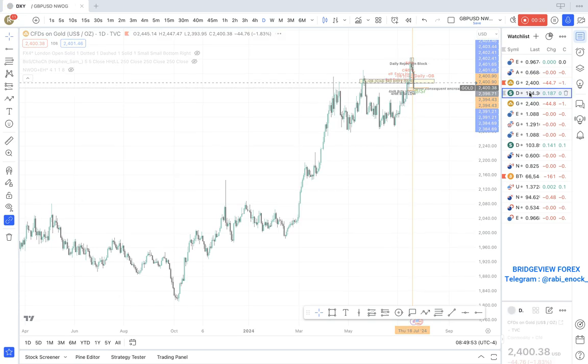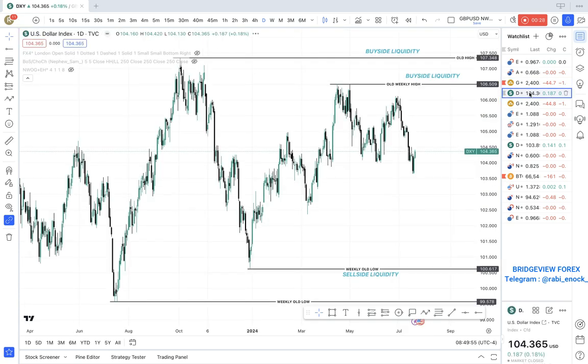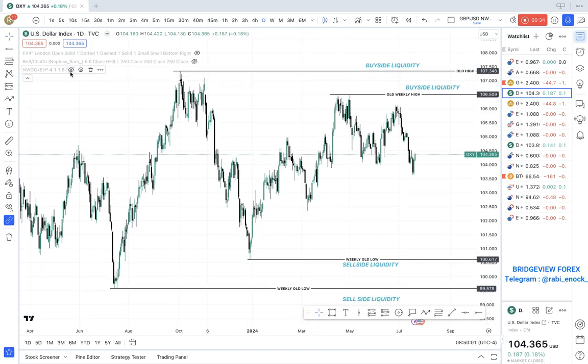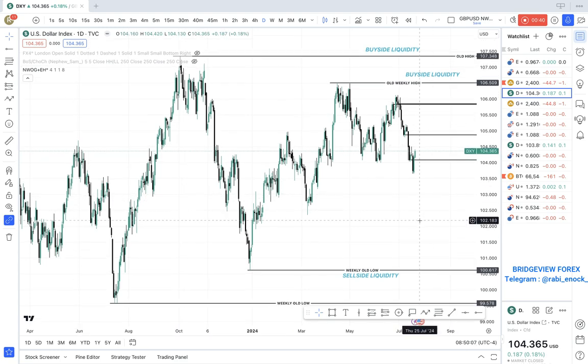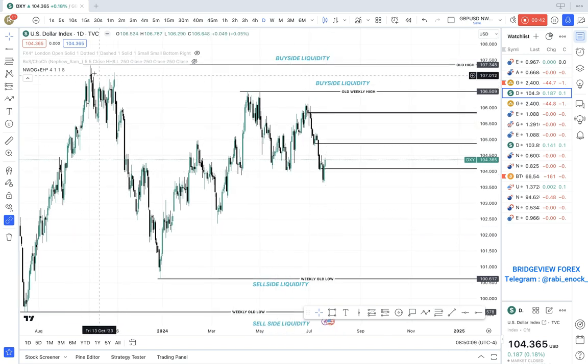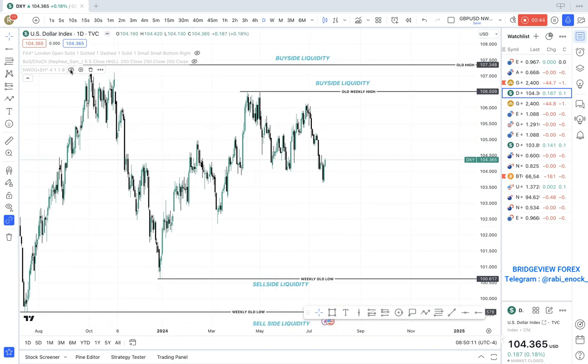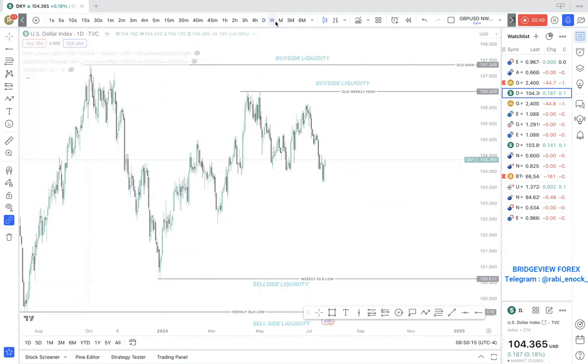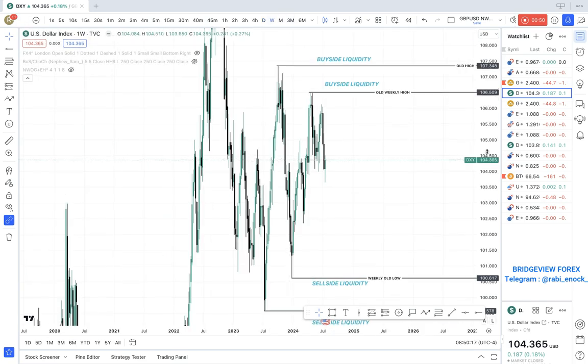Okay, let's use a DSY step. So these ones become support and resistance. Let me use this indicator. It doesn't really give me what I'm looking for. So let's stick to the weekly time frame.